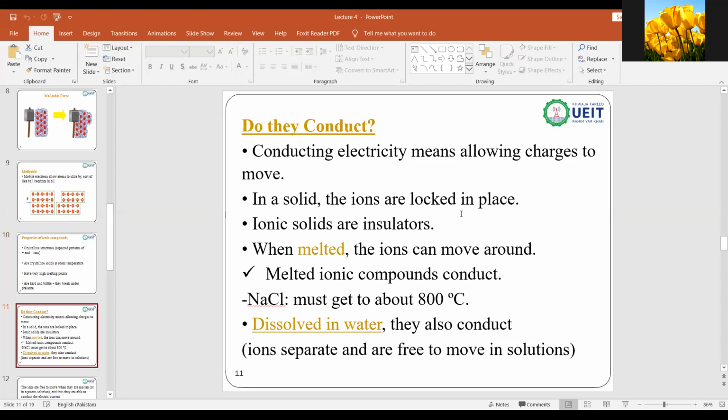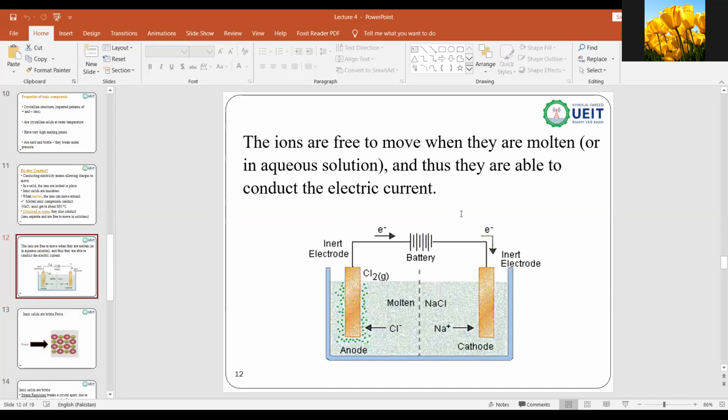Melted ionic compounds conduct. You can see sodium chloride: if you make a solution of sodium chloride and pass electricity through it, the electric current transfers from one place to another through the salt in solution form. So they can conduct electricity. The ions are free to move in the molten state and in aqueous solution, and thus they are able to conduct electric current. By using a battery, you can transfer electrons to the sodium chloride solution.